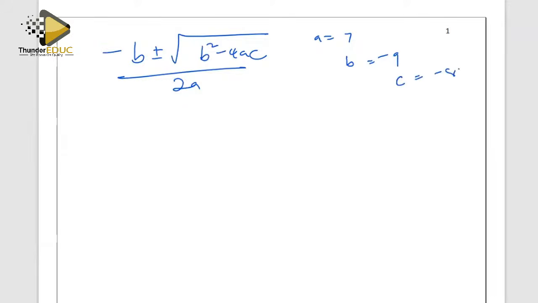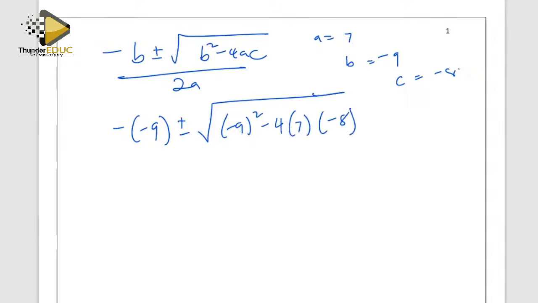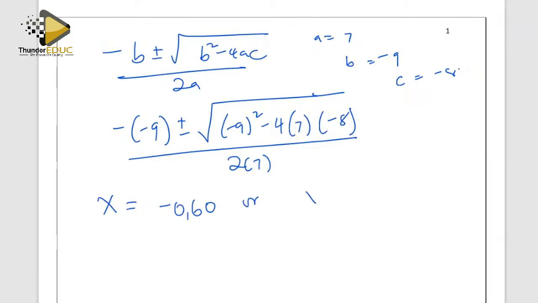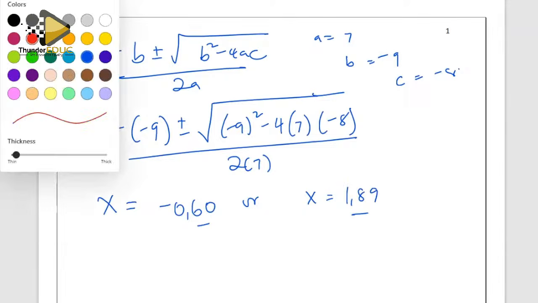negative 8. So negative with a negative 9 plus minus, this is going to be negative 9 squared minus 4 times 7 times negative 8. Everything must be divided by 2 times 7. So the first x value that we get is negative 0.60, or our x is 1.89. So those are the two values that the question wanted.